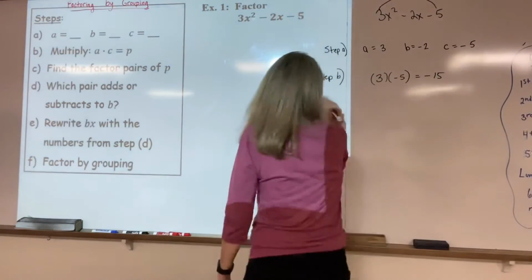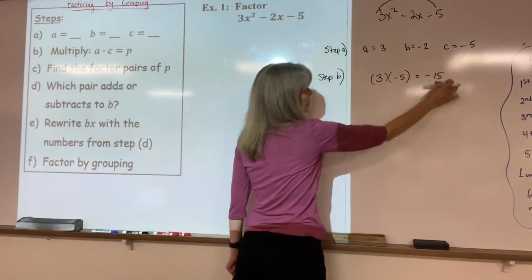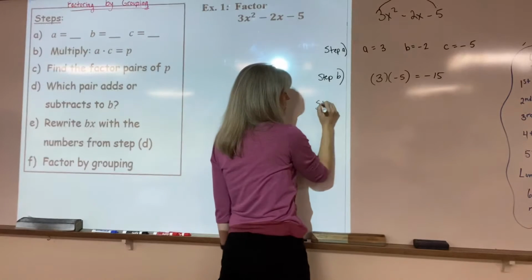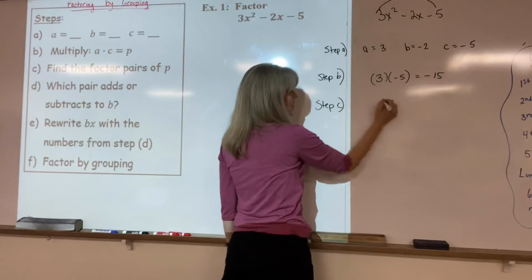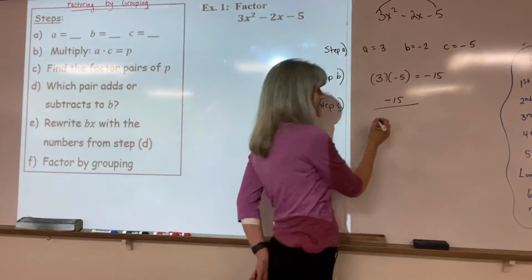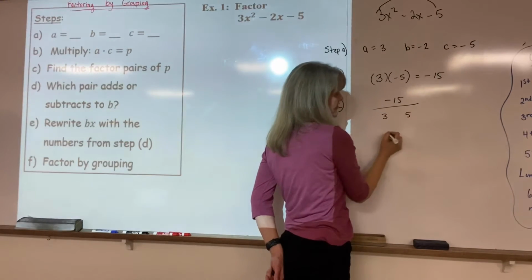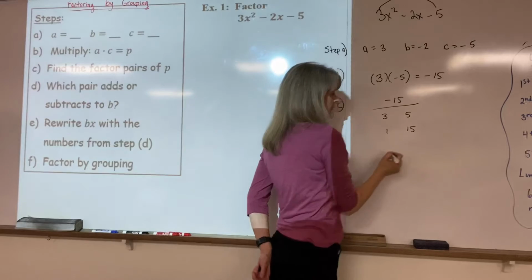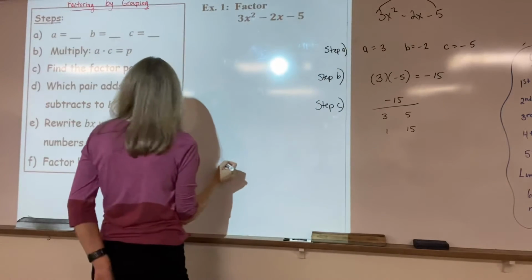Step C, find the factor pairs of that. So what times what would give me 15? 3 and 5, or 1 and 15. There we go. We're already up to step D.